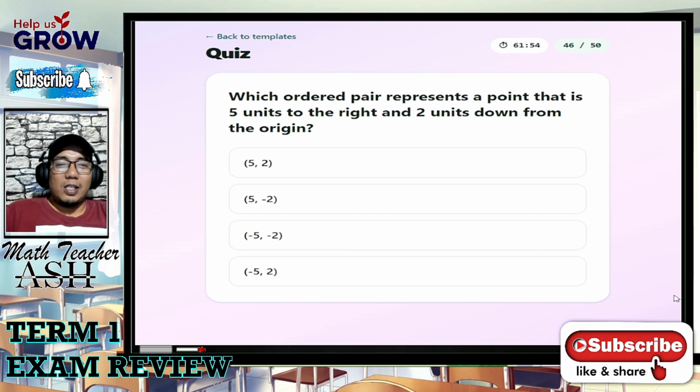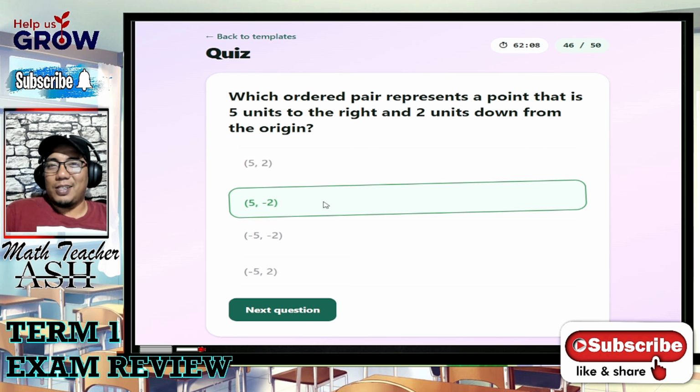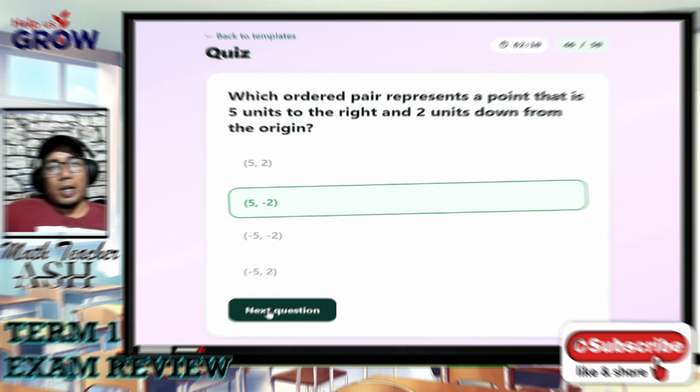Alright. This question is easy because going to the right is positive on the x-axis. Going down on the y-axis is negative. So positive 5, negative 2. Okay, that would be this one. Check. Easy, my dear math learners. Now let us go to the next question.